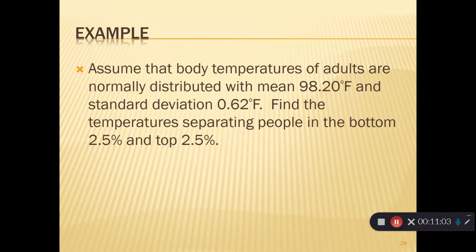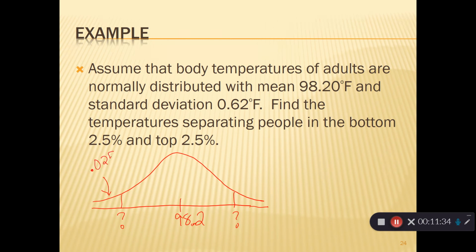Let's look at another example. Assume body temperatures of adults are normally distributed with a mean of 98.2. So I'm going to go right here and draw my 98.2. And a standard deviation of 0.62. Find the temperature separating people in the bottom 2.5% and the top 2.5%. Okay, so I want this to have an area of 2.5%, so converted to a decimal, that's 0.025, and this would be 0.025.